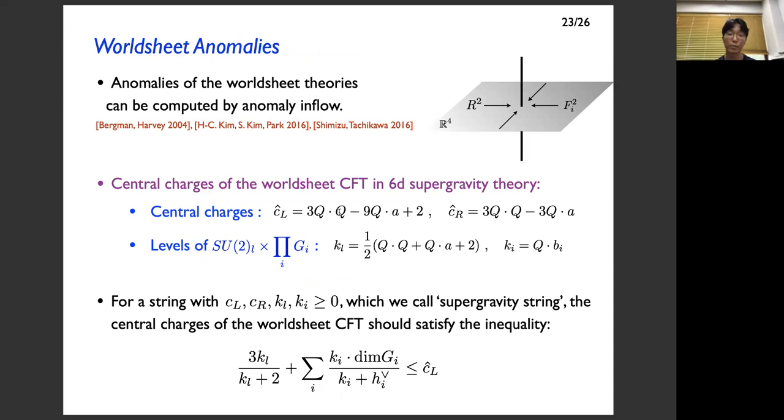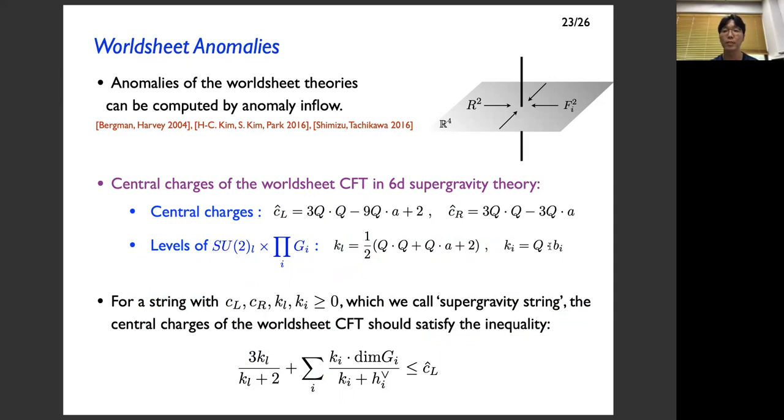So left moving central charge is this, and right moving central charge is this, and level for the SU(2) left is this, and level for each gauge symmetry is given by this. So as you see, central charges and levels are all fixed by this string charge Q, and a and b, they are nothing but the solutions to the anomaly cancellation. So by knowing the supergravity theory, the bulk theory, you can basically compute the central charges for the worldsheet CFT on each string with the charge Q.